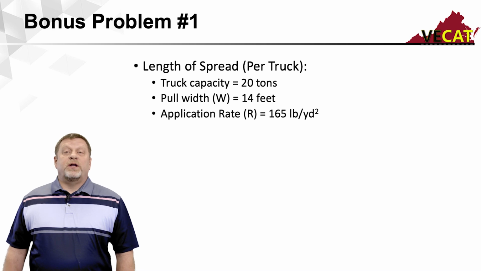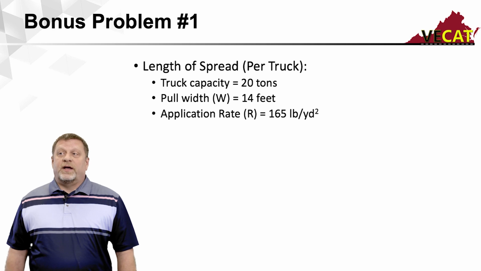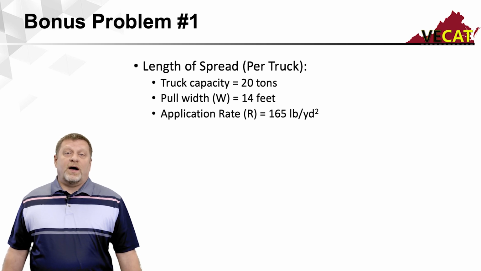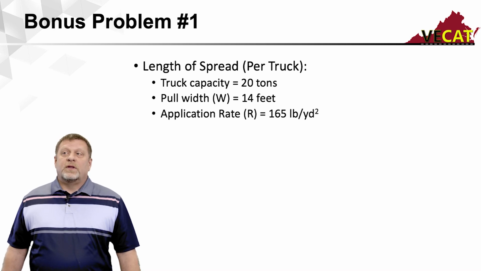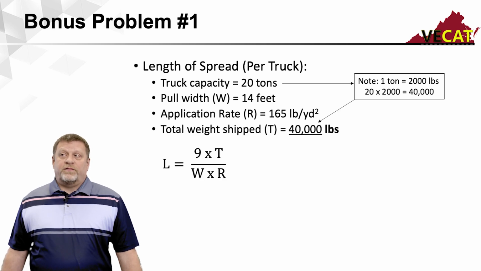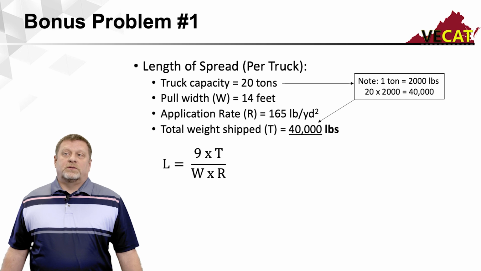So for the length of spread per truck, basically what we need to know is our truck capacity. A typical dump truck nowadays will haul around 20 tons. And we're pulling a paver width of 14 foot wide, and we're laying an application rate of 165 pounds per square yard, basically 1.5 inches. So for this scenario, the first thing we'd have to do is convert our tons to pounds to do our math, to calculate our formula. Straightforward, 1 ton is 2,000 pounds, so 20 tons times 2,000 is 40,000 pounds of material.